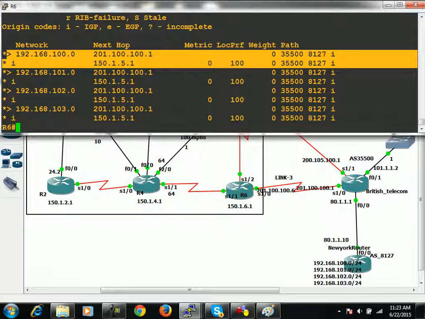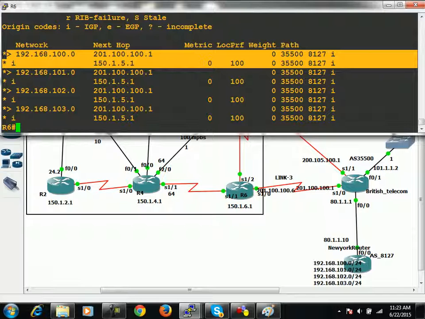Try to understand local preference in this manner. If you are receiving the default local preference from one of the neighbors, and from another neighbor you are receiving null local preference, nothing, then it will not compare its local preference. That's what I wanted to tell you.